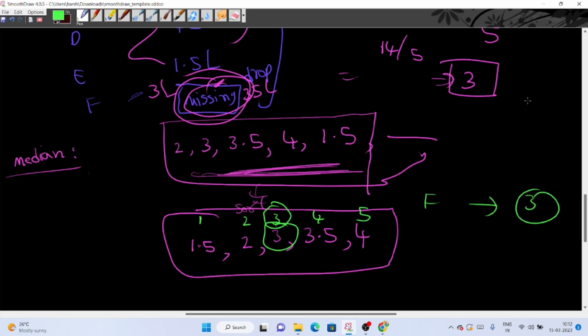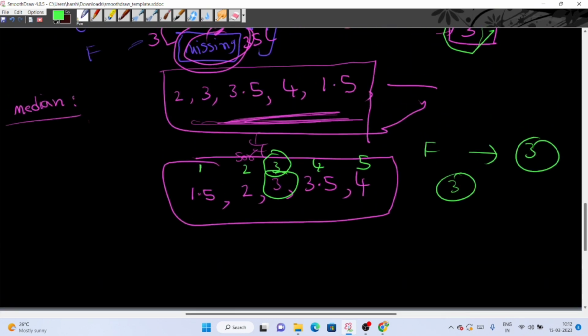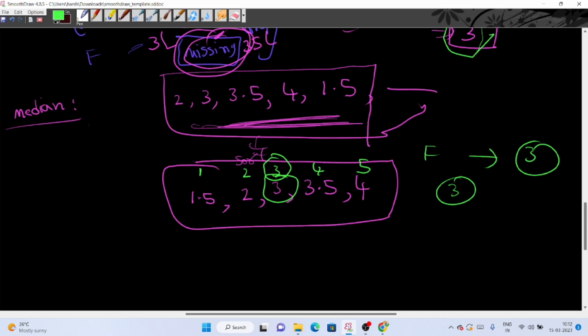As you can see, using mean we filled it with 3, because we got the answer as 3 for mean while doing the calculations, and using median also we got the answer as 3. But you may get a doubt: what is the use of median if mean is already doing the same thing? One problem here is that for this kind of data set, 1.5, 2, 3, 3.5 and 4, both mean and median were similar.